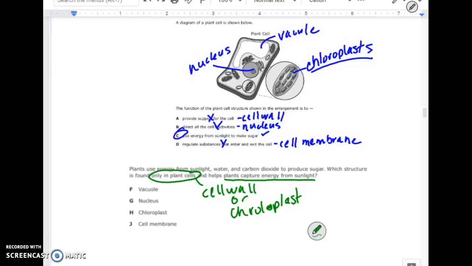And the chloroplasts are responsible for capturing energy from sunlight, so that is going to be our best answer.